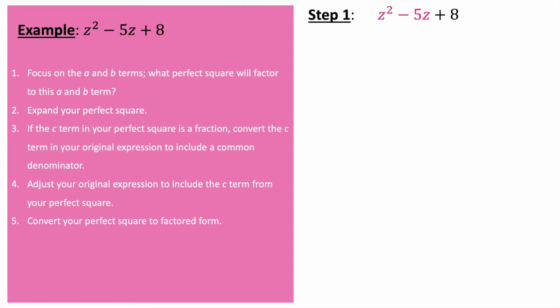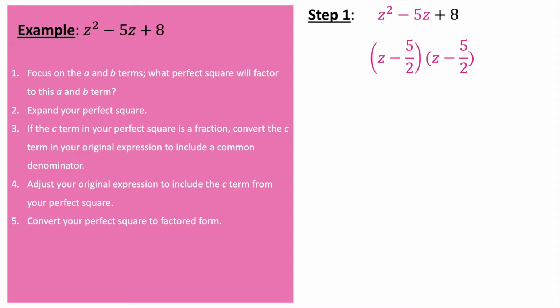I rewrote the expression on the right in pink for the a and b term, and you can see that the binomial squared that will get us z squared minus 5z is z minus 5 over 2 squared. Because when I multiply z times z, I will end up with z squared, and when I multiply negative 5 over 2 times z and negative 5 over 2 times z again, then combine my like terms, I'll end up back at negative 5z. If you need to pause and check this work to prove that negative 5 over 2 z plus negative 5 over 2 z equals negative 5z, I suggest doing that now.